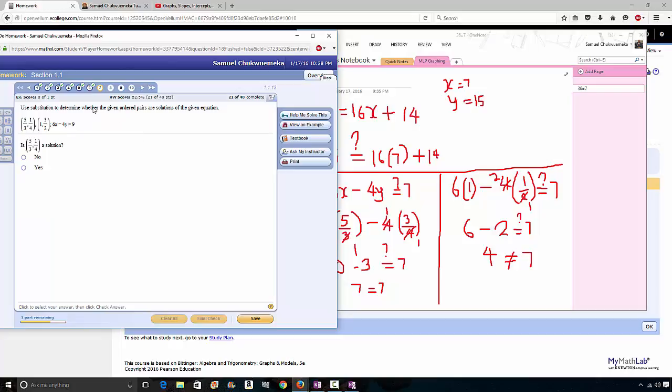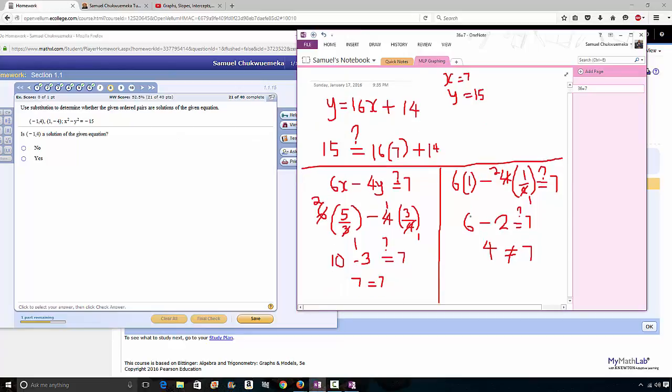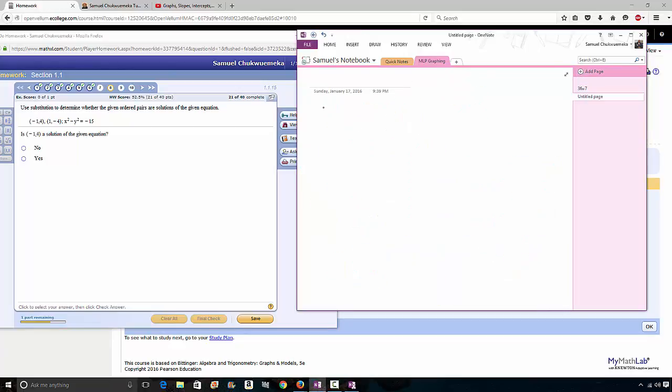Question 7. So I believe you just do this the same way. Okay, you do this the same way. 8. Use substitution to determine whether the given ordered pairs are solutions of the given equation. It's the same thing. I will just add a new page here.